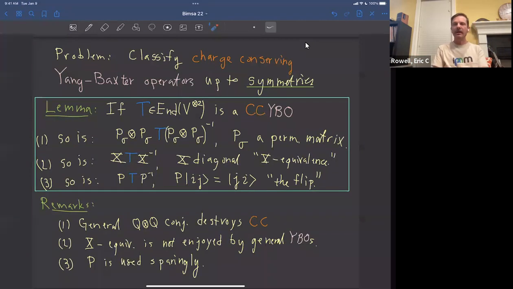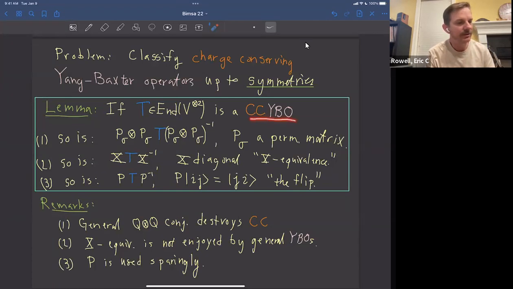Now, I don't know if any of you have tried to solve the Yang-Baxter equation. It's a pretty hard question, actually. The current status of general Yang-Baxter operators is that we know complete solutions for n equals 2, the dimension of V being equal to 2. For 3, it's already a wide open question. So it's a pretty hard question to classify all Yang-Baxter operators. But here, we're giving ourselves a little advantage by requiring them to be charge conserving. So the symmetries help quite a lot.